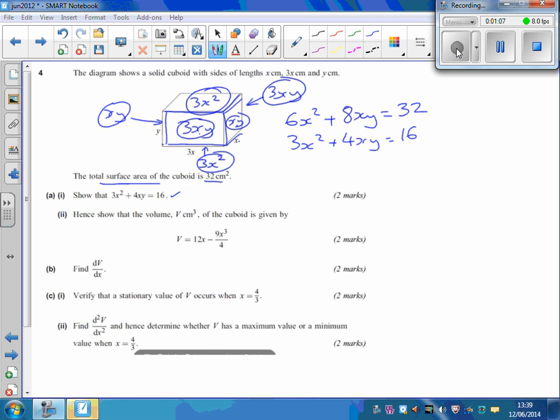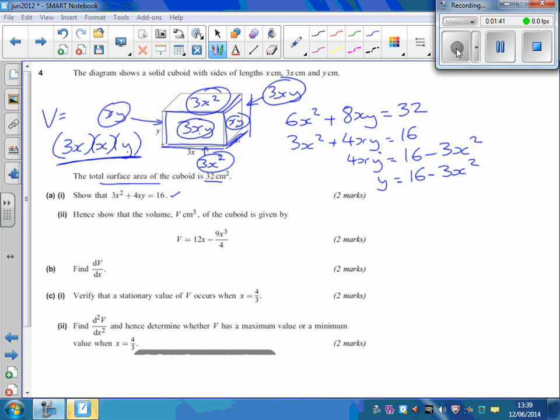2 marks. Now we're going to find out the volume of the thing. And the volume of a cuboid is going to be the base times the width times the height. So I've got 3x times x times y. That means I need to know what y is, and I get y from this one here. By rearranging this, taking the 3x squared from both sides, I can get y all on its own. And then I can take this and drop it into my formula here.